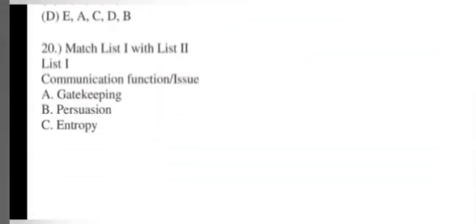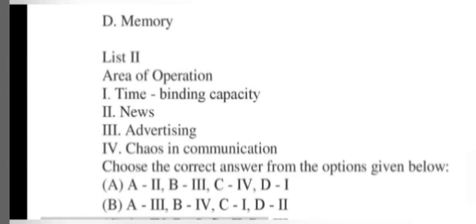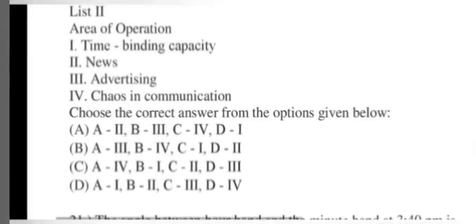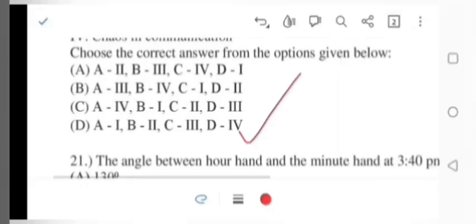20 says match list 1 with list 2. List 1 says communication function issue: A gatekeeping, B persuasion, C entropy, D memory. In list 2 we have area of operating, time binding capacity, news, advertising, chaos in communication. So these are the options for you. Number 20, option D will be correct: A1, B2, C3, D4.